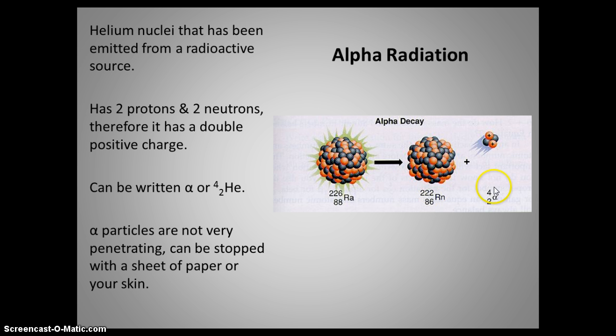And if you add these two numbers together, because you're adding these two particles together, to get this guy, think of this as an equal sign. 222 plus 4 equals 226. And the bottom numbers do the same. 86 plus 2 equals 88. So if you have 2 particles, you can figure out what that third particle is going to be.